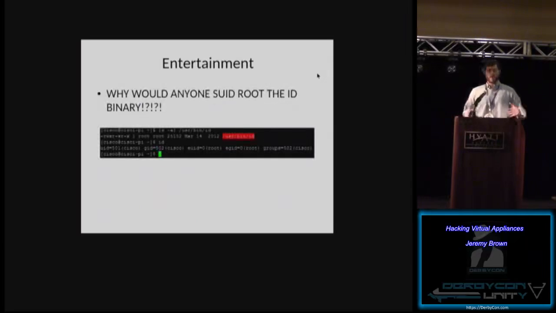And this one, they sudo rooted the ID binary. I don't understand why anyone would ever sudo root the ID binary. There had to be some app checking that, and that was the hack around whatever check, like, well, if it thinks it's root, it'll continue. So there's no point in that. I don't understand.